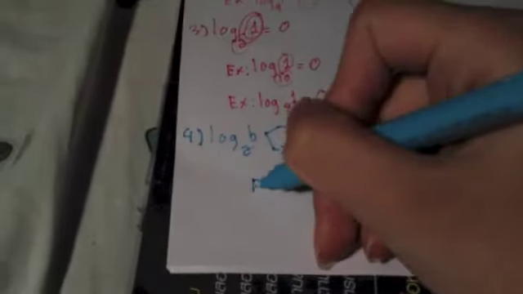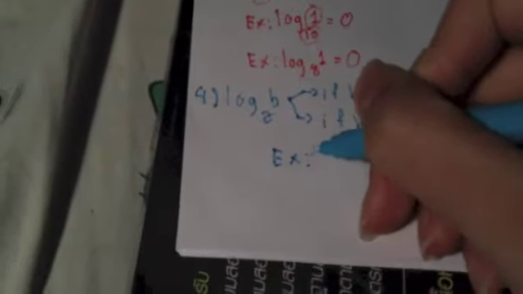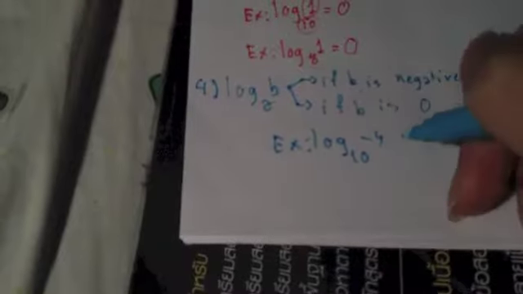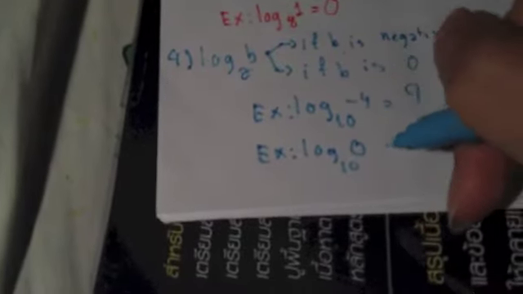For example, log negative 4 in base 10 is equal to, no answer, we can't find any answer, so it's going to be undefined. And another example, log 0 in base 10 is going to be undefined.